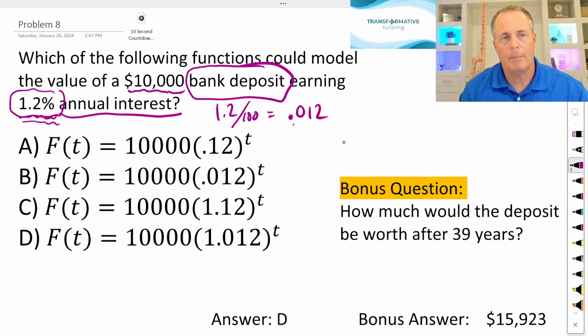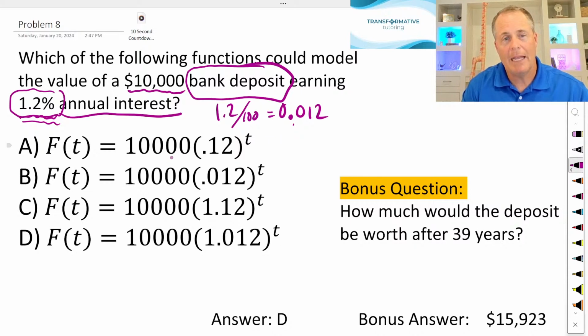So really 1.2% is 0.012, which is not a big number, is it? Okay, about the number of brain cells I have some days. Now what we're going to do is use an equation to try and figure out how much this is going to be worth in the future.